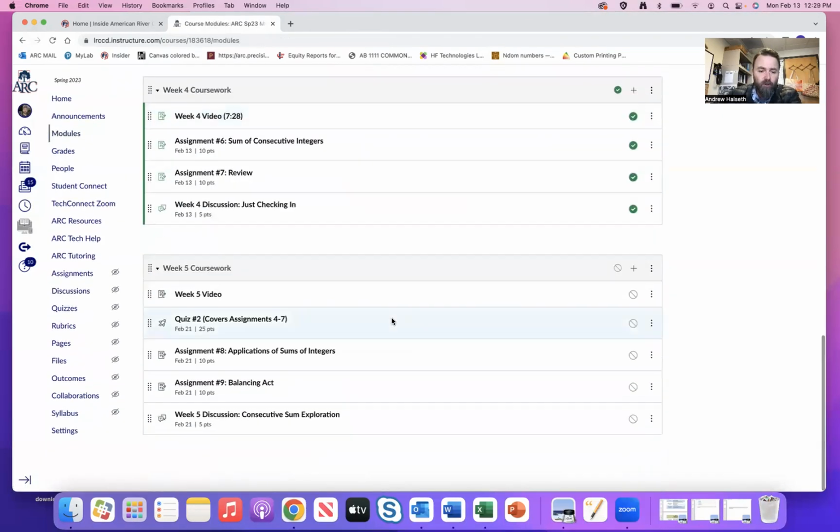Notice normally our due dates are on Monday. This week, since Monday falls on a holiday, February 20th is a school holiday for us, so I did not put the due date on Monday. It's Tuesday, February 21st. All of these things are due.